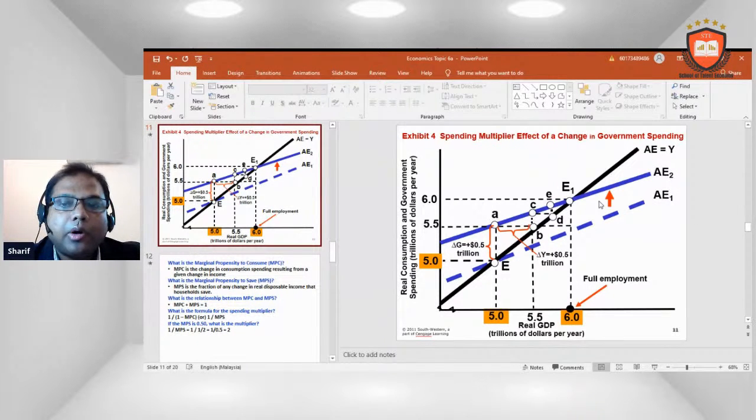In that particular situation, this is the equilibrium point. At the equilibrium point, full employment happens, and this is ultimately the maximum, plus 0.5 GDP. This is actually the change. This is what happens with the spending multiplier effect of a change in government spending.